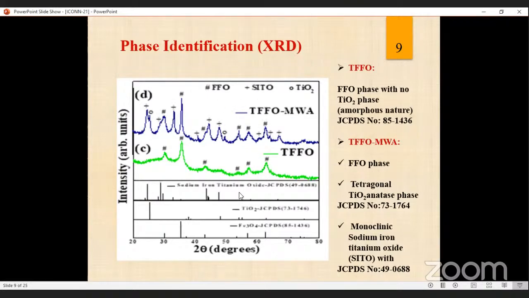The reason for formation of sodium iron titanium oxide is maybe because of the presence of sodium hydroxide, which interacts differently with titanium dioxide in the presence of iron oxide particles.